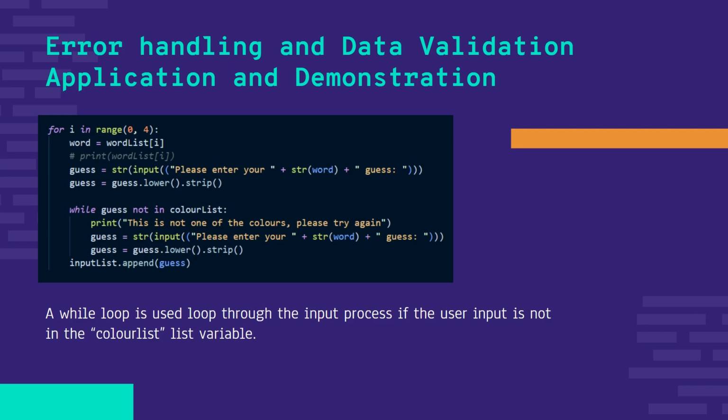Loops also bring a segue to the application of error handling and data validation. A while loop is used to execute the input statement of the variable guess if the user input is not within the colorless variable. Rather than classify it as an incorrect guess, it will show an error message and prevent the next statement from being executed until the input is valid.